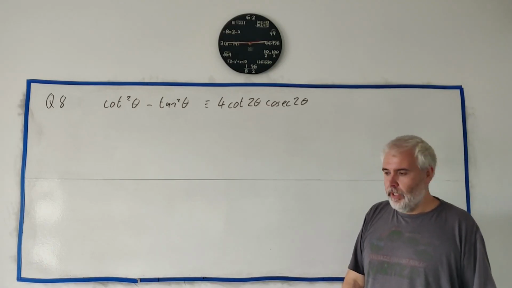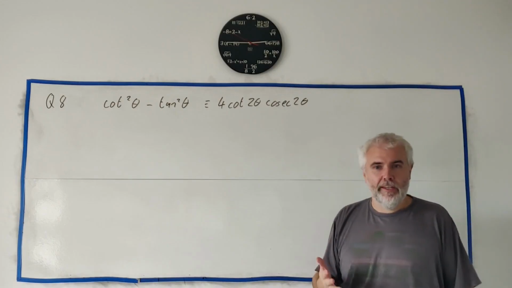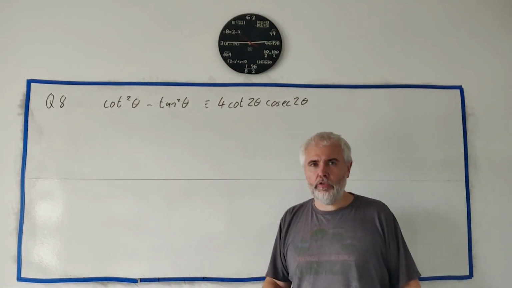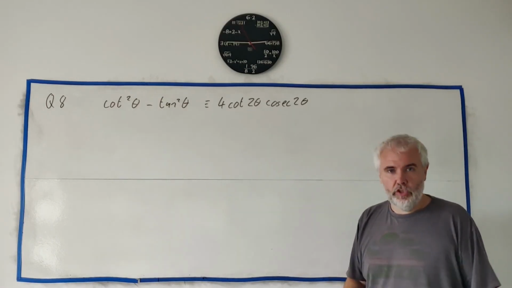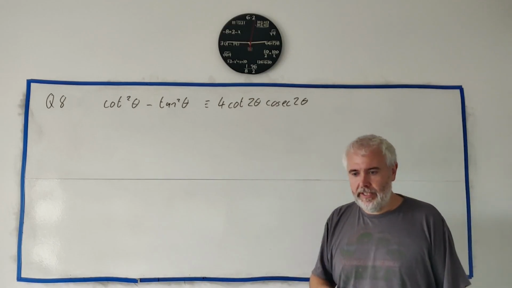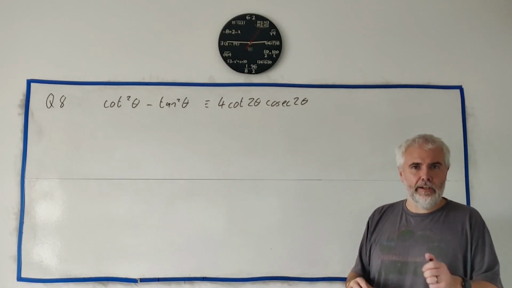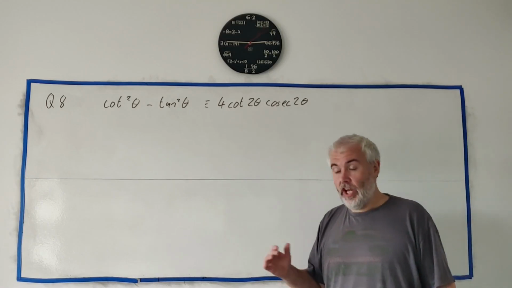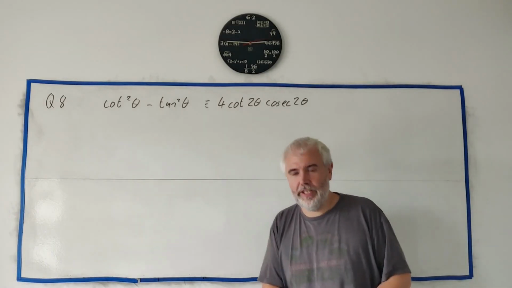In question 8, we're given this trigonometric identity and we're asked to prove it. Nothing too grandiose about proving it. We really just need to show that one side equals the other side when we play around with it. Usually in questions like this, we just take one of the sides, one that looks easier to manipulate, and play around with it until it looks like the other side. That's what you do most of the time.